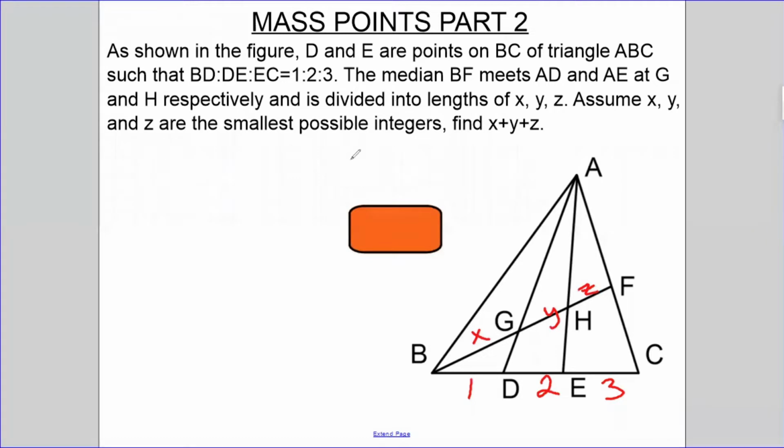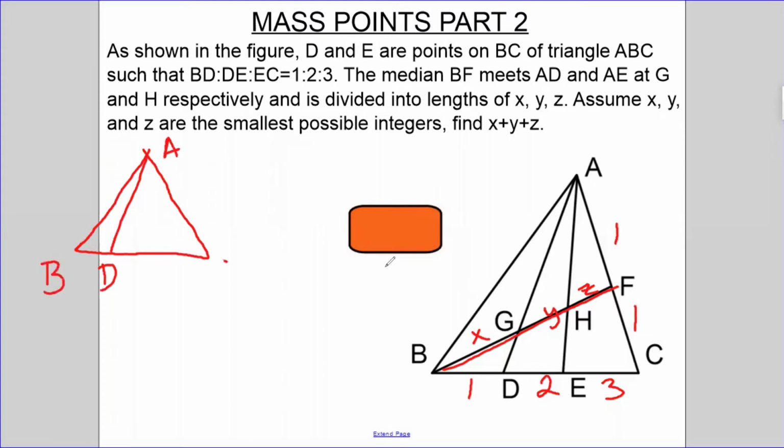The other issue we have is, how are we going to use those 3 values and that 1 to 1? So what we're going to have to do is split this into 2 separate triangles. We're essentially going to take one cevian at a time from point A and use that to try to find ratios along segment BF. So let's first start by using this with AD.